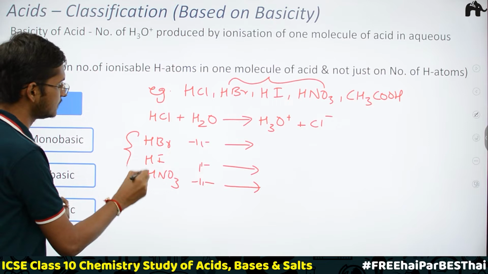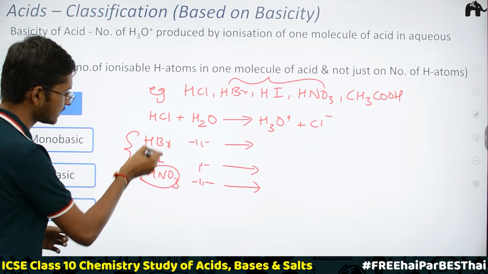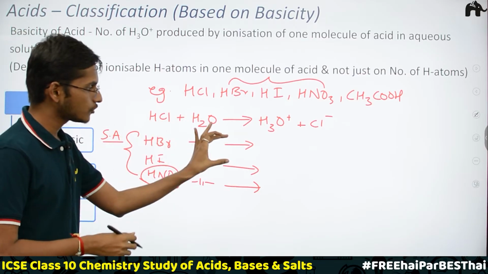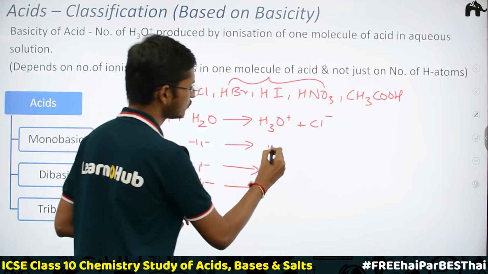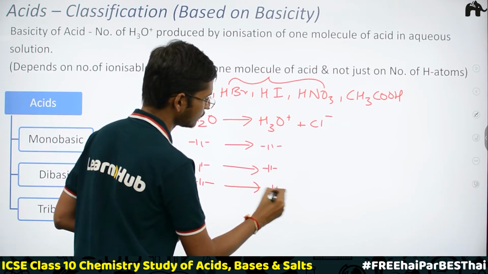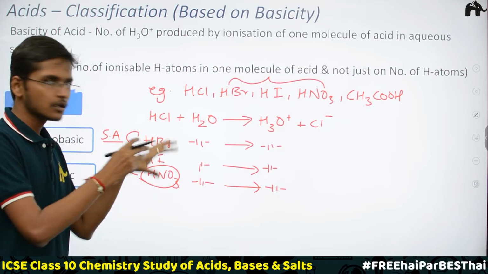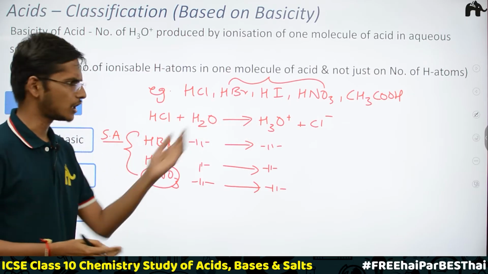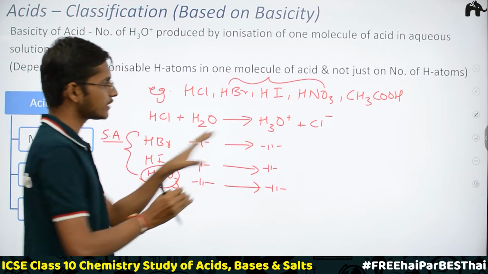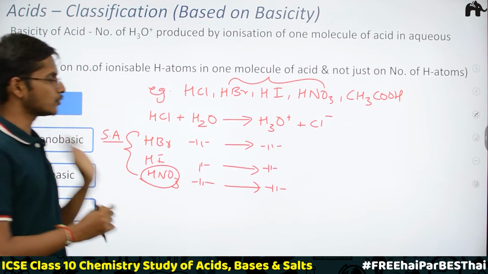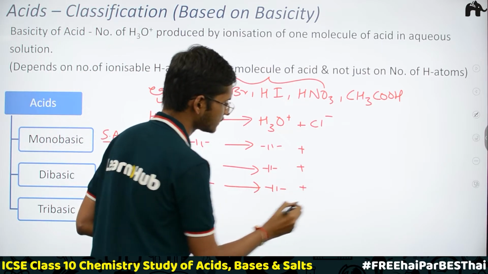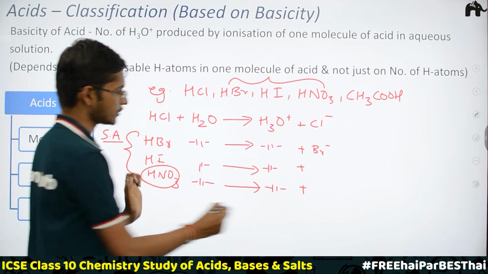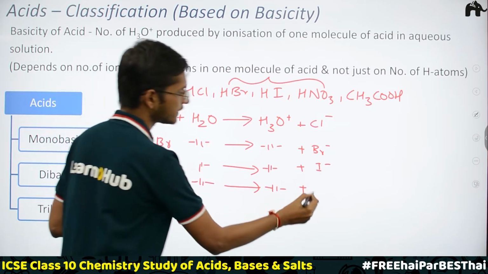Why? Because HNO3 is a strong acid, and HBr and HI are also strong acids, so they would ionize completely. Therefore we are showing the normal arrows. It would all form one H3O plus. How? Their one H plus would go and combine with a water molecule, shake hands with the water molecule and form H3O plus. We know how H3O plus is formed. So one H3O plus is formed, that's why their basicity is 1. And what would be the difference here? The negative ions would be different: Br minus in case of HBr, I minus in case of HI, and NO3 minus in case of HNO3.